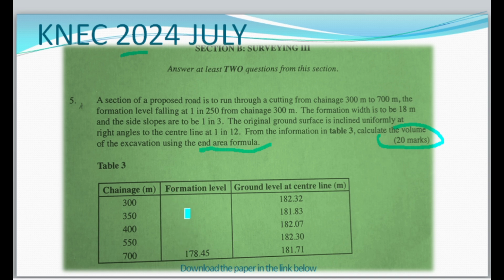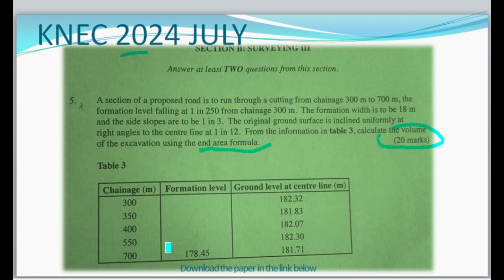So here we have been given the formational level. This formational level is the reduced level given on our proposed road. This is more of what we had learned on setting out. So here they have mixed setting out and areas and volume, that is earthworks. So you have to know the knowledge of both those two sections.